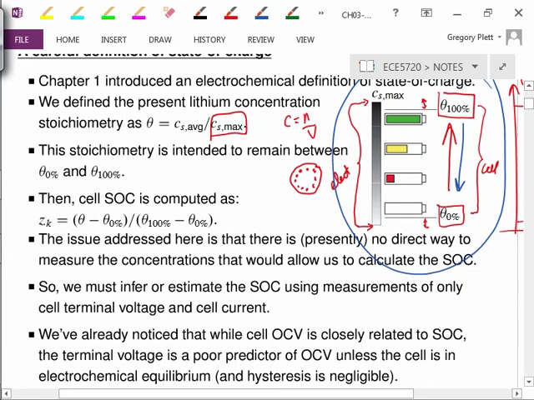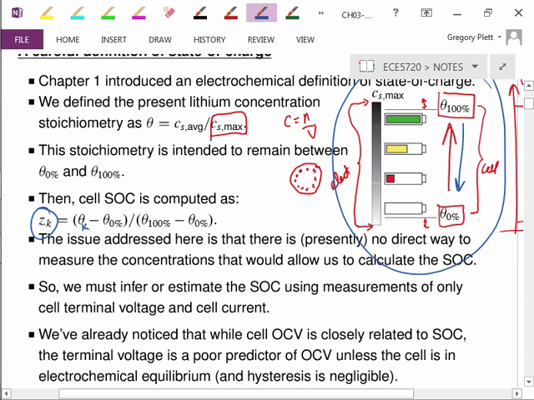So with that background, cell state of charge is our familiar variable z_k, which is theta_k. It's the present stoichiometry of the electrode: the present c_s,avg divided by c_s,max of the electrode, minus theta_0%, divided by theta_100% minus theta_0%. If you look at that carefully, you'll see that z_k can range between 0 and 1 when theta_k goes between theta_0% and theta_100%.